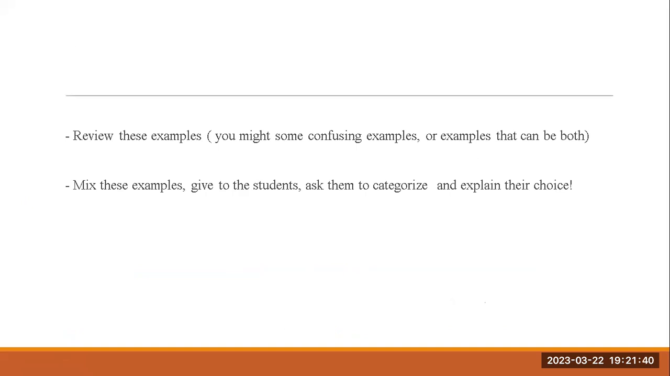So as I said, you review this example. Sometimes you can find a confusing or unclear example, or maybe you think it will make students confused or make things harder for them. You can delete them, mix the examples, give them to the students, and ask them to categorize and explain their choices. Normally I put this type of activity in pair work or group work, so they have some discussion together.